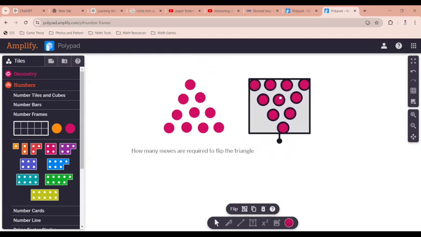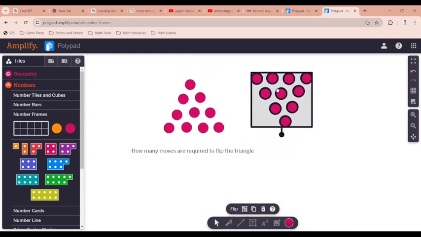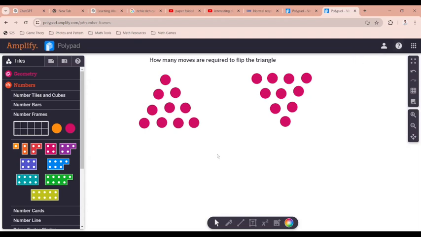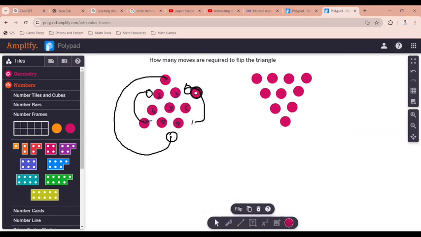After moving, the triangle has to look like this. In 3 moves. Oh, in 3 moves, is it possible? Interesting. Okay. So one, two, and three. Oh, very nice. So, are there any interesting questions that are coming to your mind?